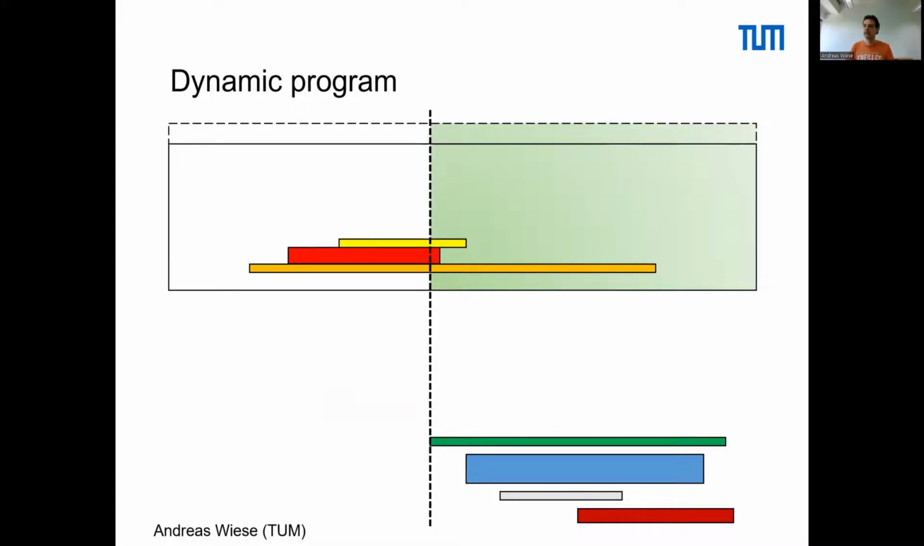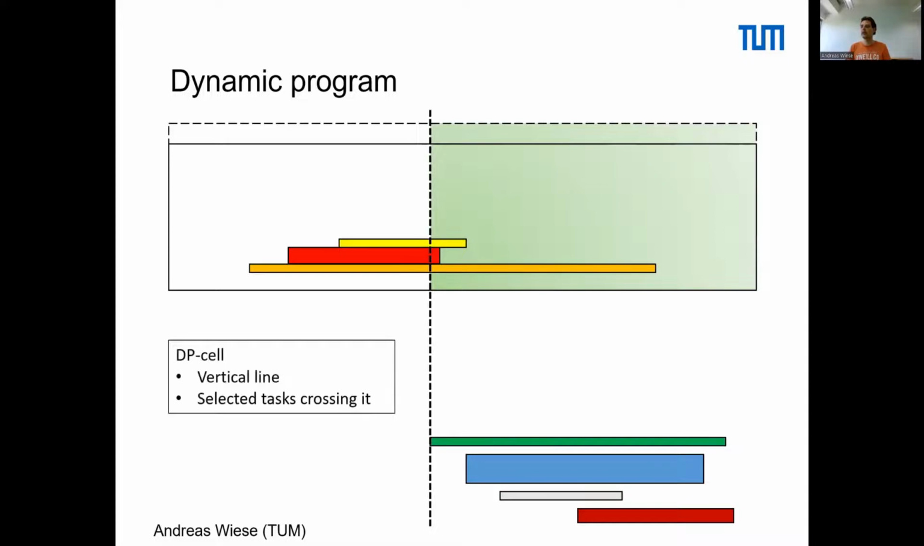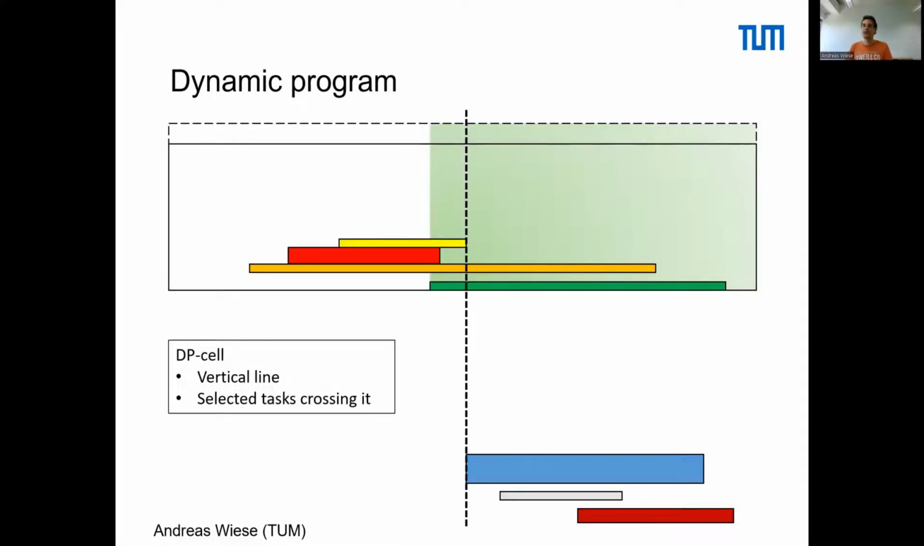Yeah, so for example, if you select this green task here, then the remaining subproblem is specified by the cell that you obtain by moving this vertical line to the right to the next start point of the task, and then you can have a smaller area of remaining space, and you can forget about some of the previously selected tasks. Okay, so now this is an algorithm that works perfectly well.